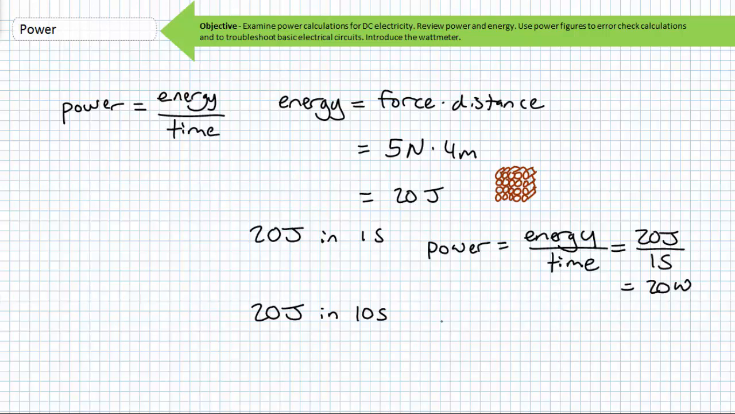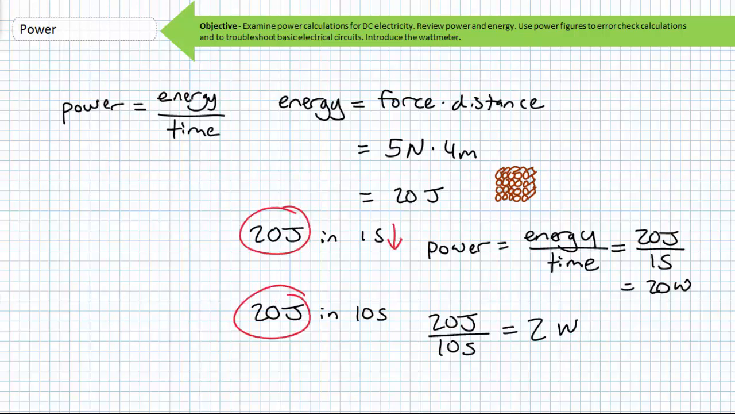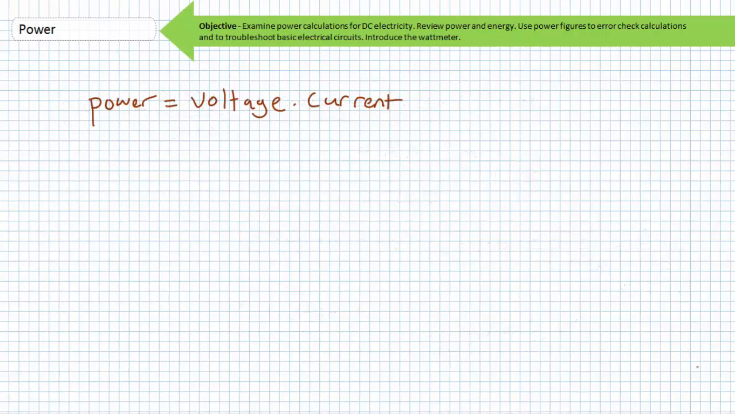Our second task's power input was 20 joules in 10 seconds, or 2 joules per second, where a joule per second is a watt. The same 20 joule task was accomplished in less time with a more powerful 20 watt input than it was with a less powerful 2 watt input. It makes sense. Now, let's tie this power and energy relationship with our basic electrical quantities of voltage and current.